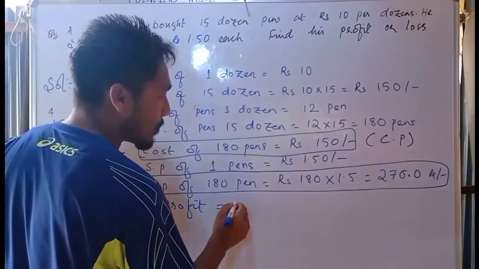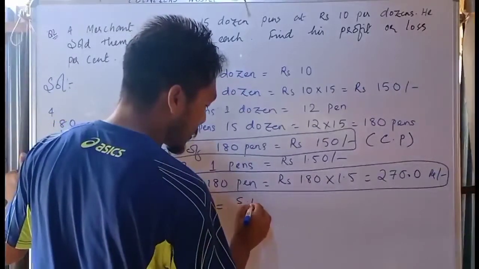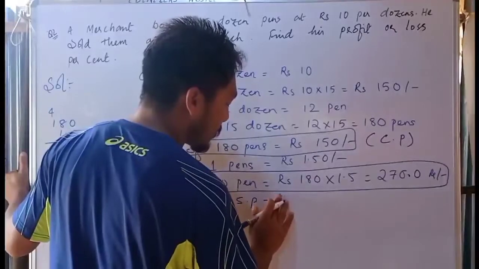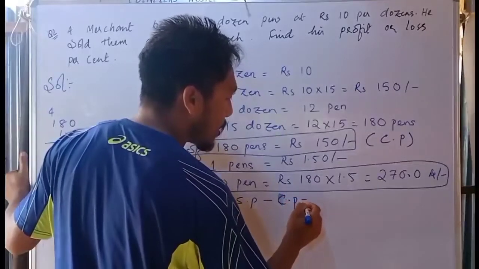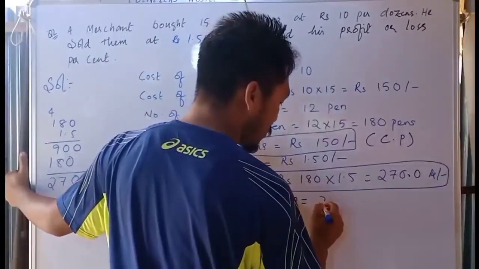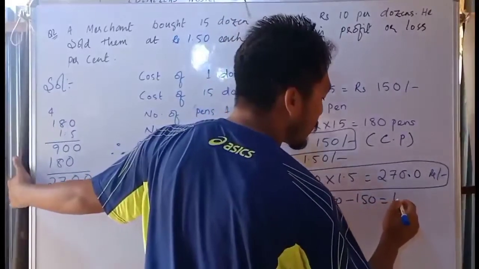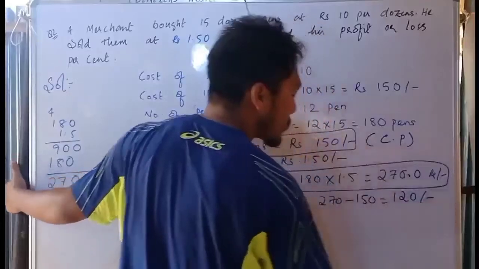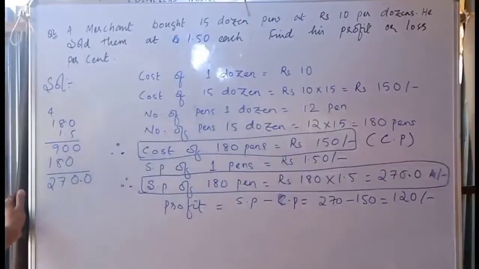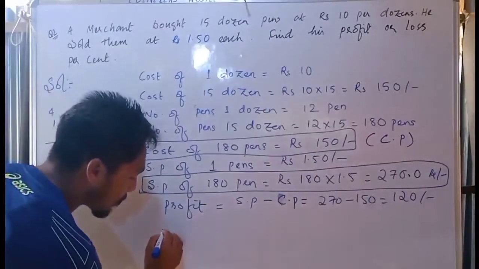SP is greater than CP. So SP minus CP: SP is how much? 270 and CP is 150. Subtract these two and you will get 120 rupees. So how much profit is he getting? 120 rupees. Now you are going to find out the profit portion.